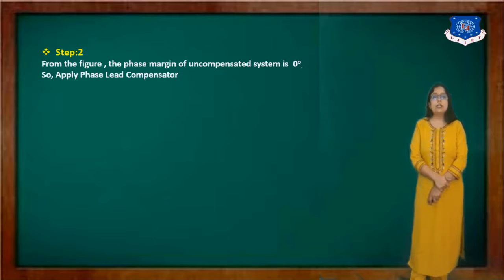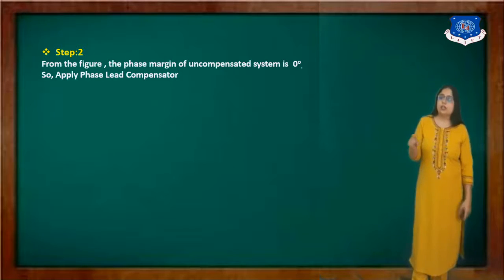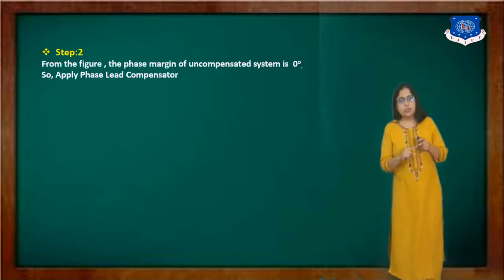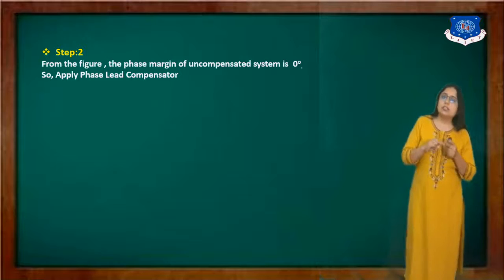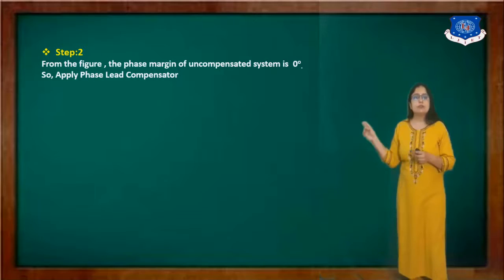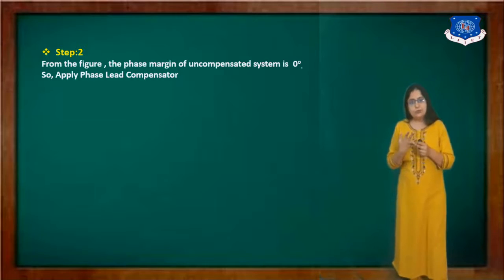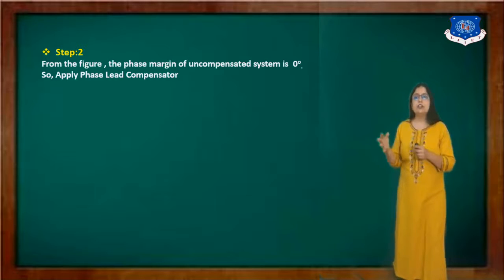So from the figure, the phase margin of the uncompensated system is 0, so we have to apply the phase lead compensator. Remember this point: if the phase margin of the uncompensated system is 0 or positive, then we use the phase lead compensator. But if the phase margin is negative, then we use the phase lag compensator.